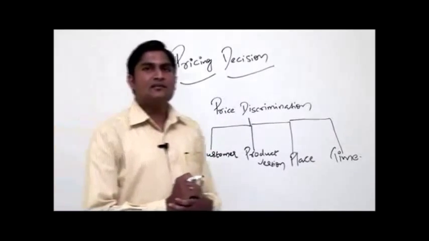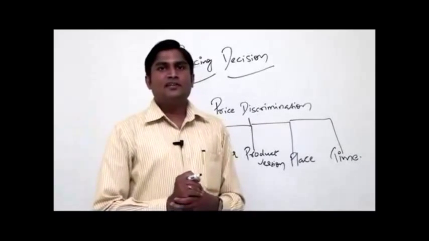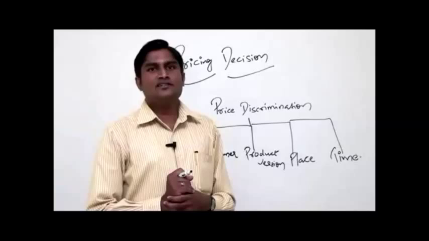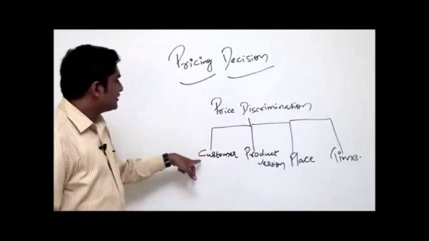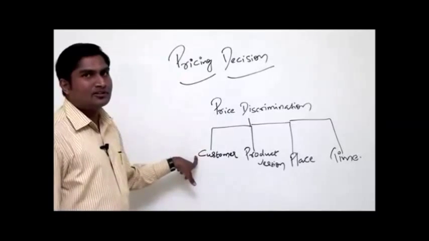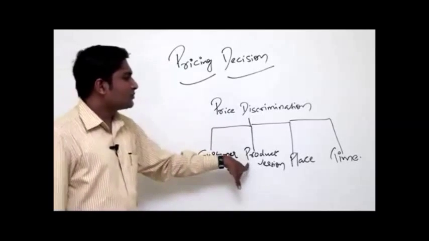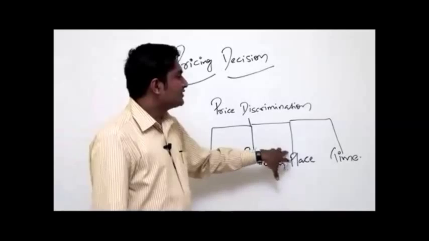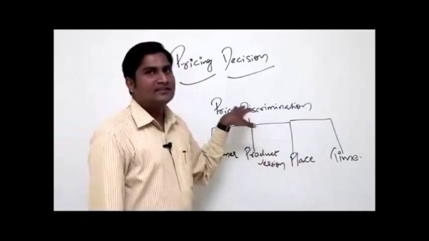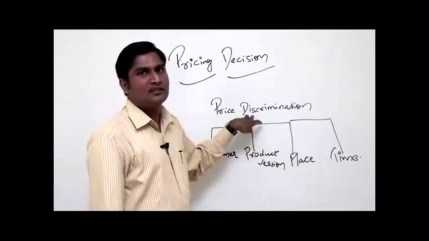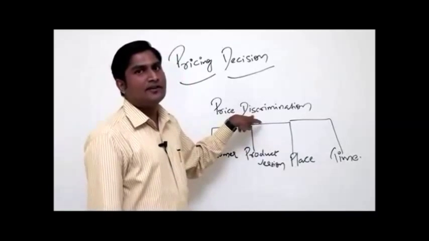Price discrimination is nothing but price being charged differently for different sets of people. The methods under which price discrimination is done are on the basis of the customers to whom the product is going to be sold, on the basis of the product version, on the basis of the place, and on the basis of time. On the basis of all these factors, the prices are discriminated. Discrimination is nothing but charging different prices to different sets of people.